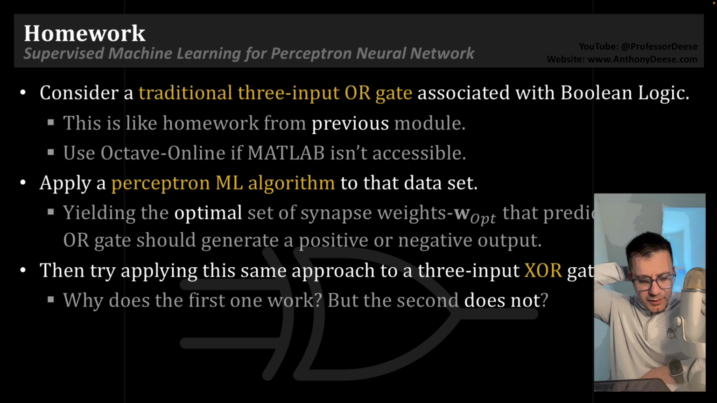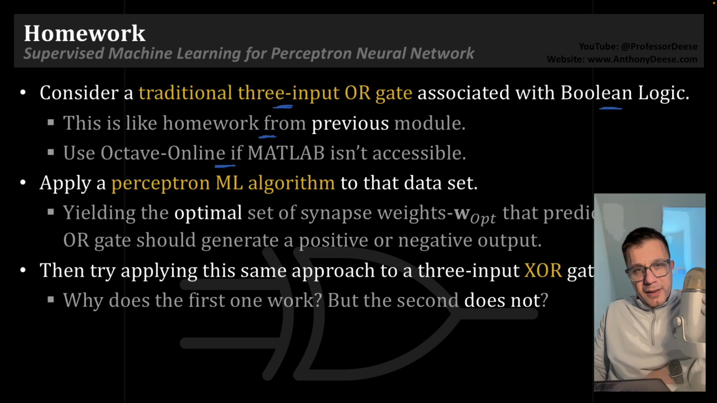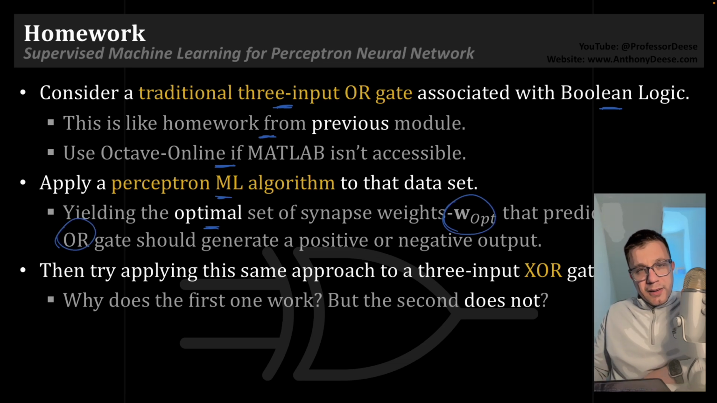Okay, so I want you to consider a traditional OR gate, but in this instance, a 3-input OR gate. Obviously that's associated with Boolean logic, so this is somewhat like the homework from the previous module. Again, use Octave online if MATLAB isn't accessible. I want you to apply the Perceptron machine learning algorithm to that data set. You can use much of the code from the example that we just presented a second ago. And I want you to yield an optimal set of synapse weights that predict when the OR gate should generate a positive or negative output.